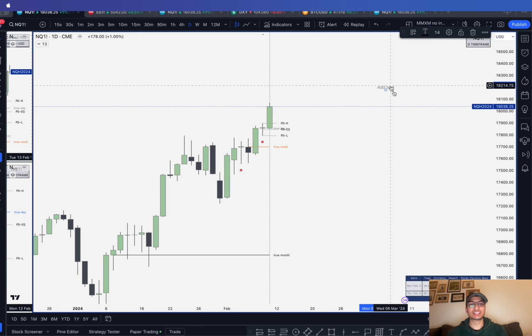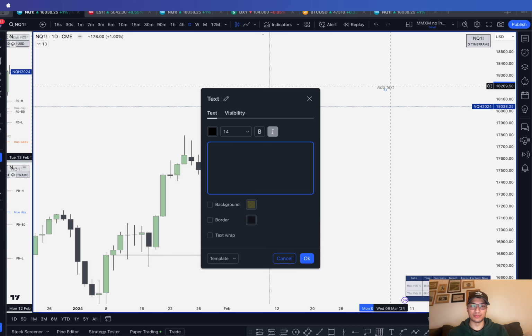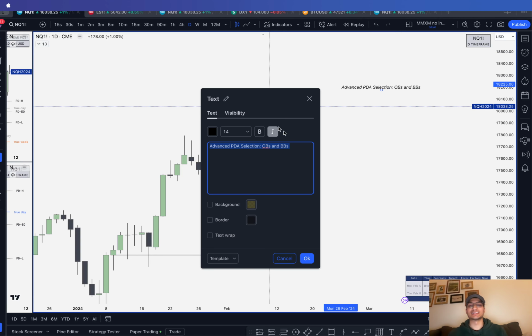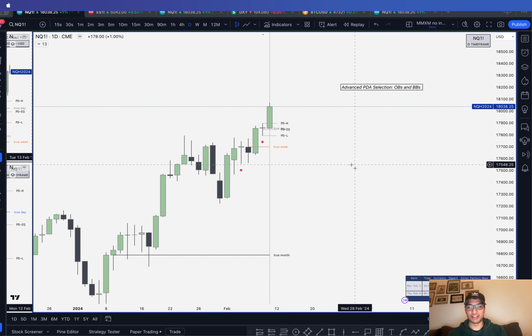So let's talk about today's lesson. We're just going to call these advanced PD array selection, whatever. That's going to be the name of all of these lessons. And today we're going to cover order blocks and breaker blocks. There's a trend in the ICT trading space of becoming chart pattern traders, okay? And that's the last thing I want you guys to do, is become pattern traders.